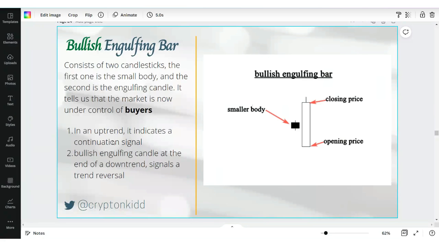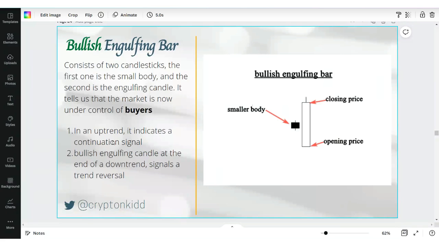Point number one, guys, in an uptrend, a bullish engulfing bar indicates a continuation of the trend. All right, guys, I mentioned that there is what we call trend, and eventually we're going to get there. You will understand what is trend, you will understand what is uptrend and downtrend. Point number two, a bullish engulfing candle at the end of a downtrend signals a trend reversal.